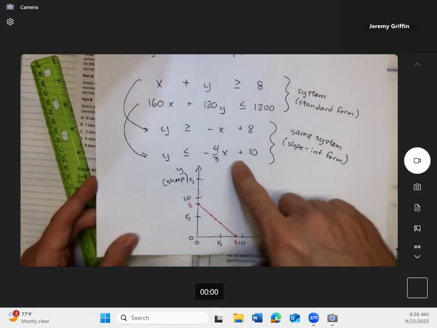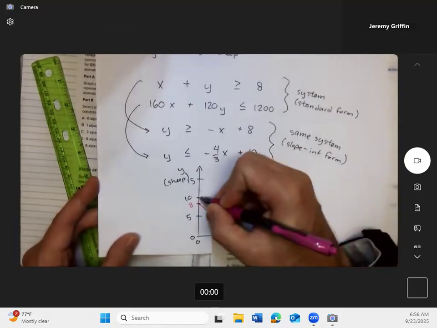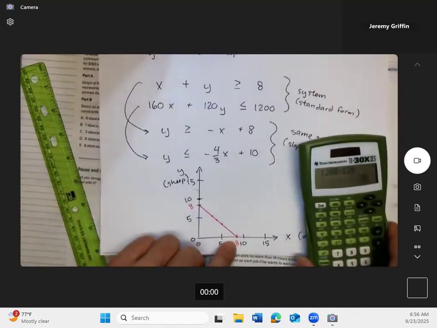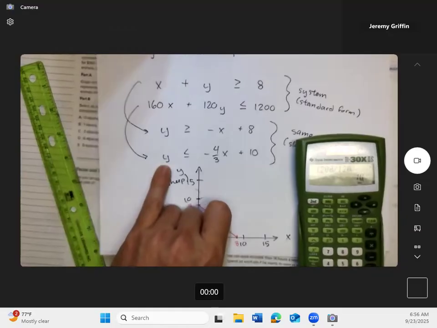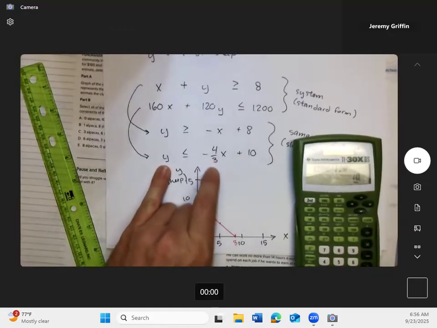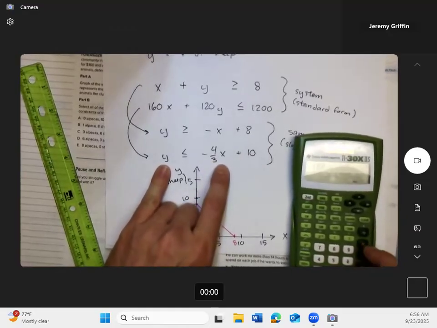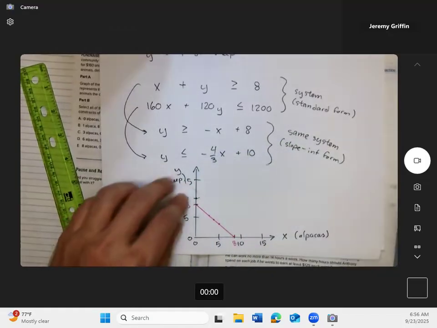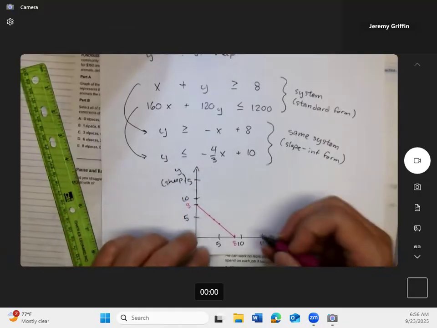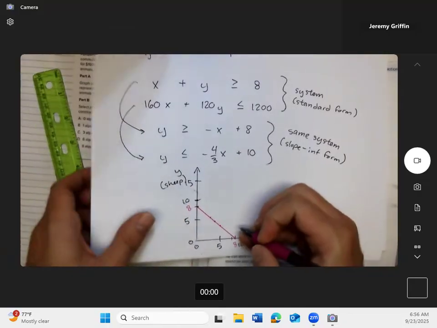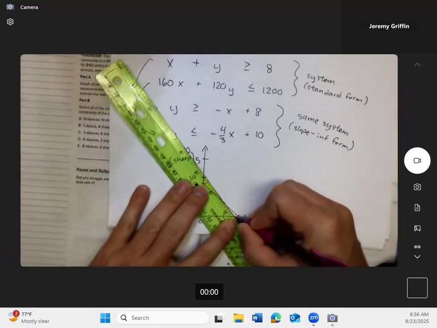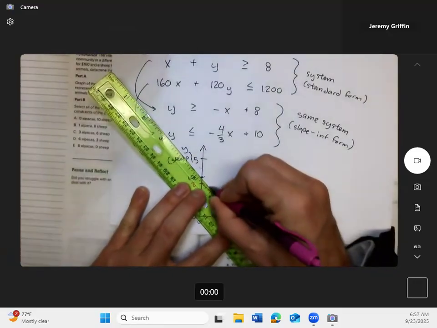But they also have this budget constraint. So plus 10 would be right here, and then down 4/3. Well, where would the x-intercept be? If I plug in 0 for y and move this over, it's whatever 10 times 3/4 is, which is 7.5. So if I follow this line down with the slope, it's going to land at 7.5, just like right here. So that would look like this.